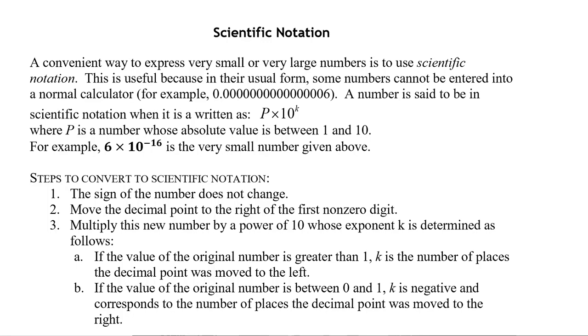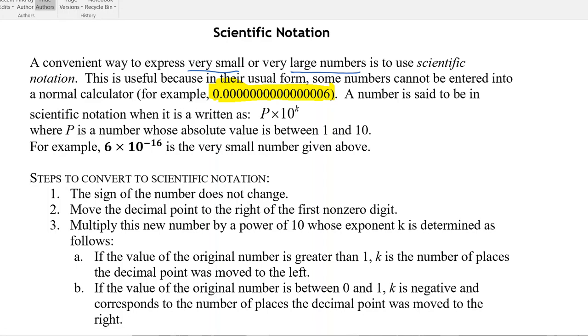Hello everyone. In this video, I'm going to talk about scientific notation. Scientific notation is a convenient way to express a very small or a very large number. For example, if we have a number like this and try to put it on your calculator, a normal calculator can display only a certain number of digits. This would not be able to be put into a normal calculator. So we can put this number into scientific notation.